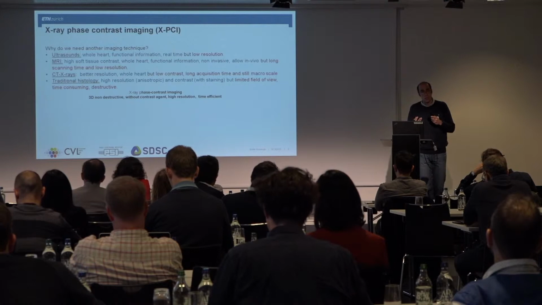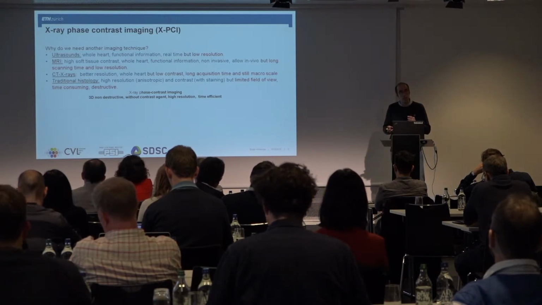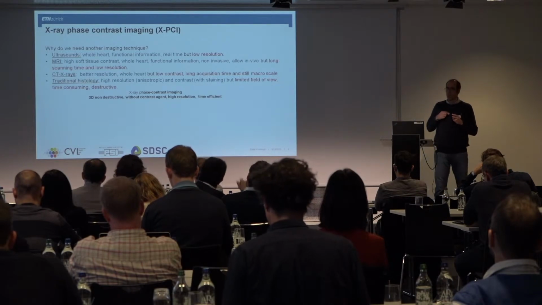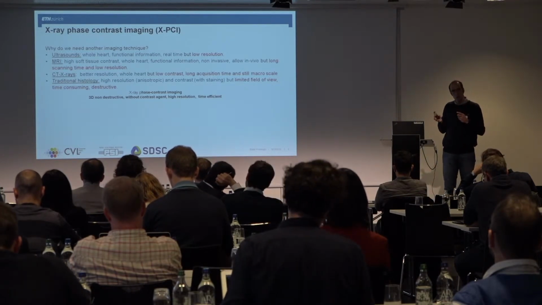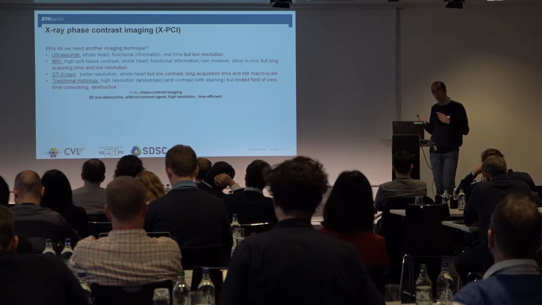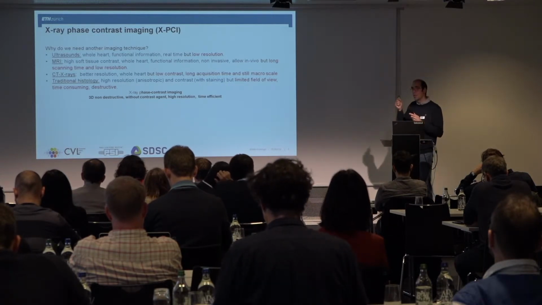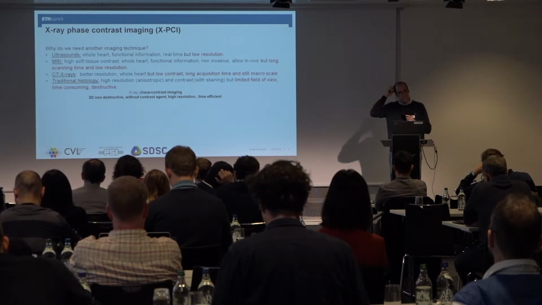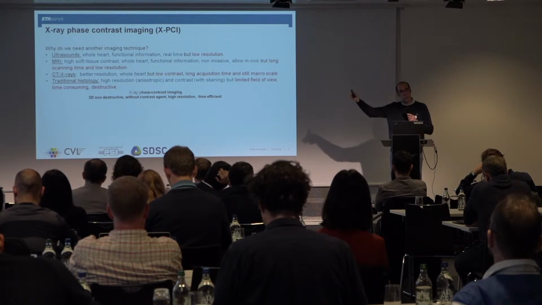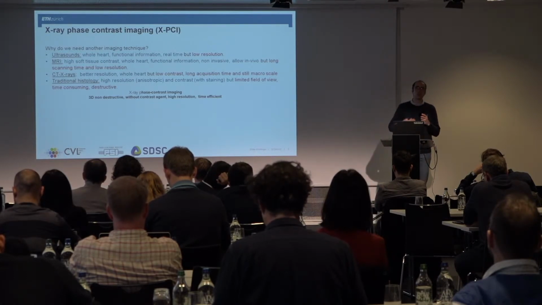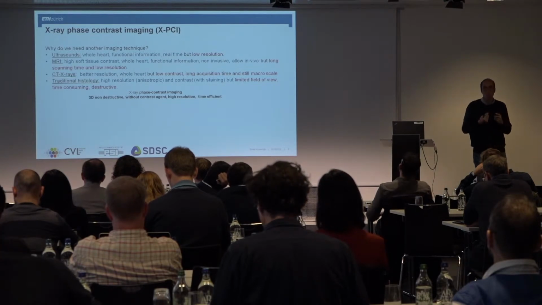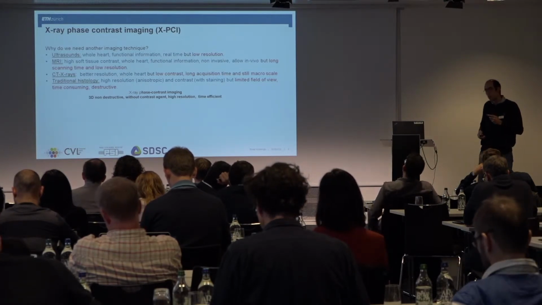Then we have MRI, a fantastic imaging technique that actually gives extremely high soft tissue contrast. We can image the entire heart. We can actually get functional information from it. We can get information about the alignment of fibers and so on. The issue is, if you want to get a good image, you need long acquisition times, and the resolution is still low. We cannot actually extract microscopic information and integrate to macroscopic models.